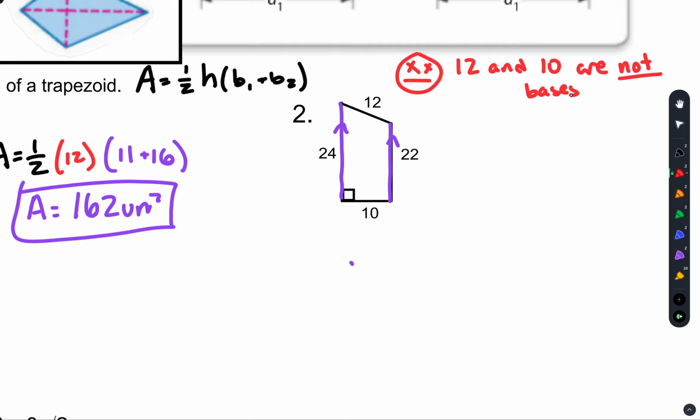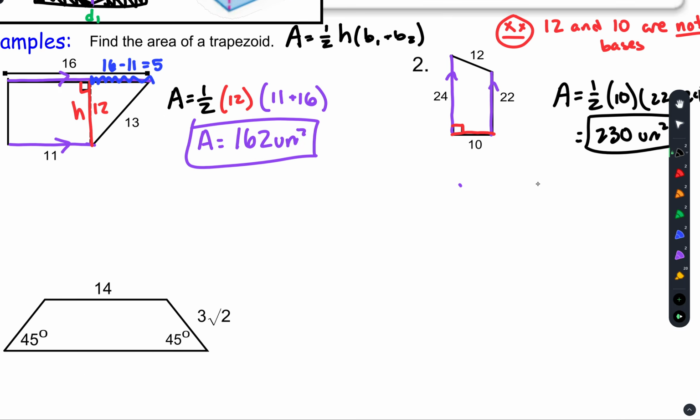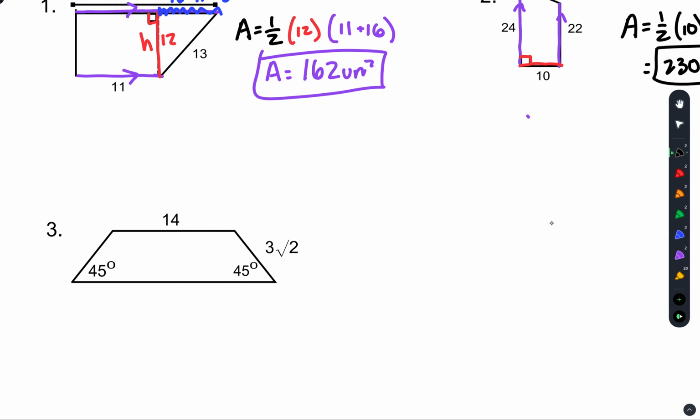Height is going to join our two bases. So it's got to go from one base to the other. Caitlin? Perfect. It's the one that joins the two bases and forms a right angle. So the area here, 1/2 times that height times base 1 plus base 2. Put it all in your calculator. I got 230 units squared. If I'm going too fast at any point, let me know. But I'm just going to keep breezing through if anybody's got no complaints.